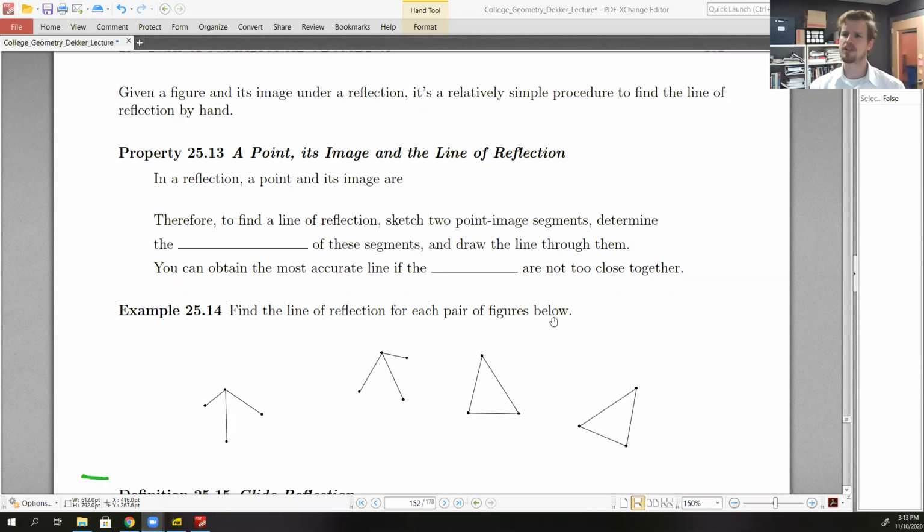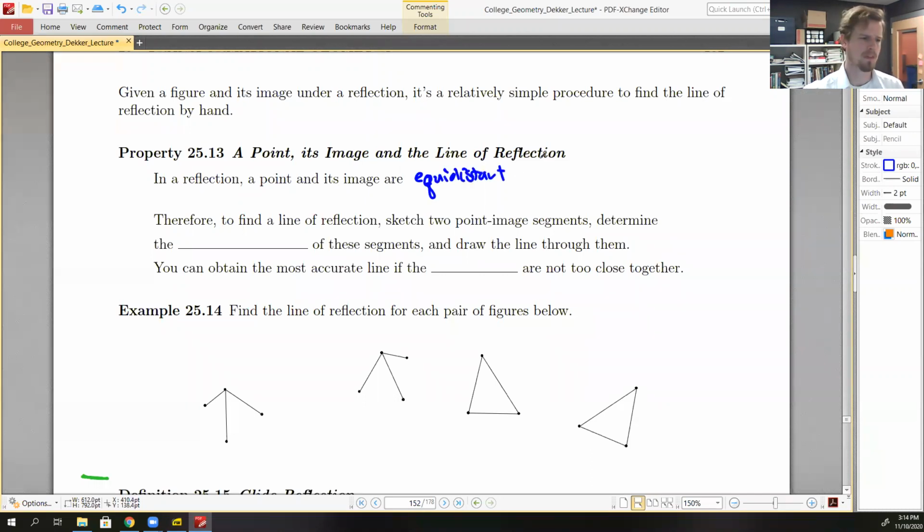Something that we mentioned in the previous video is that the distance from a point to the line of reflection is the same as the distance from the image to the line of reflection. So that's what we want to say right here. In a reflection, a point and its image are equidistant from the line of reflection. And that gives us a way to find lines of reflection.